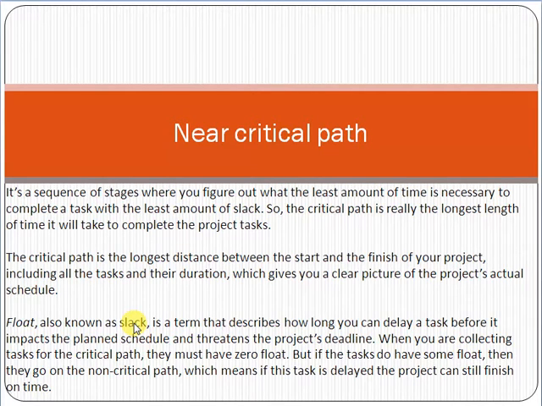Secondly, if you are working as a project manager in any organization, it is very important that you know about near critical path and how to calculate it, because it can be very helpful for your planning skills and your scheduling skills. It will be helpful for you in project planning.